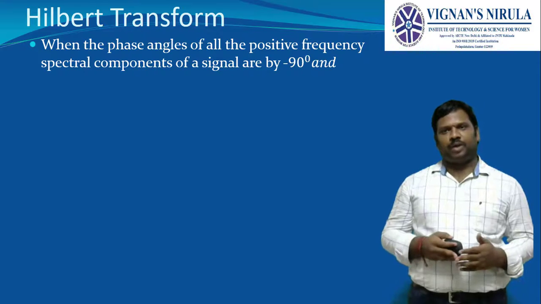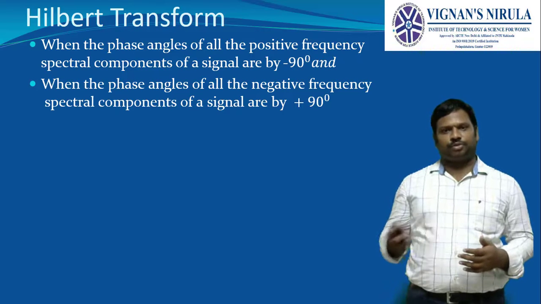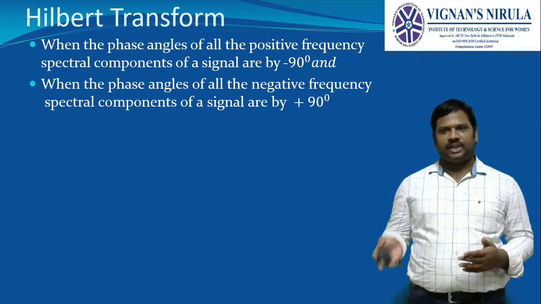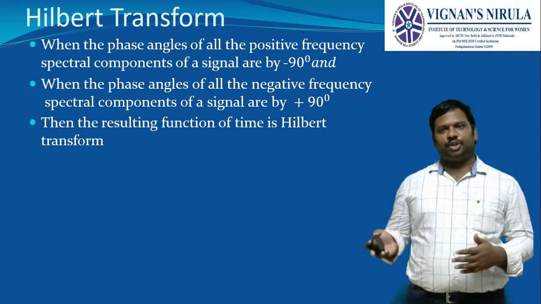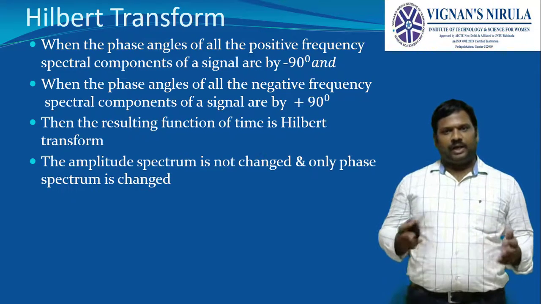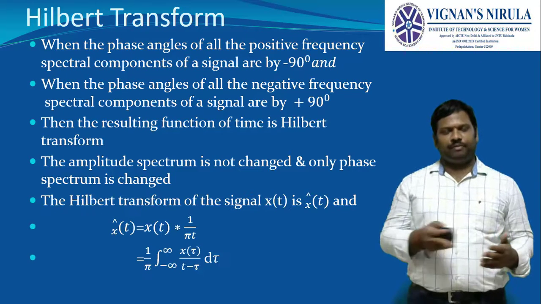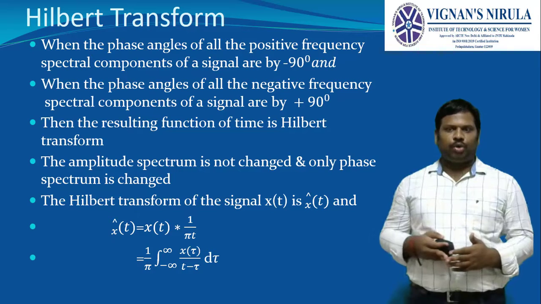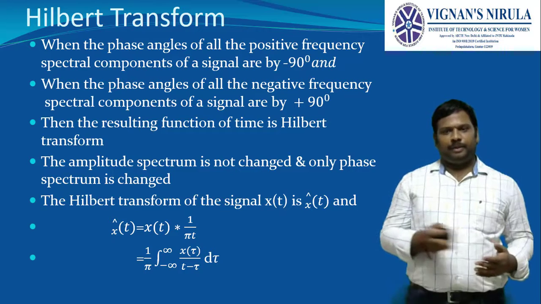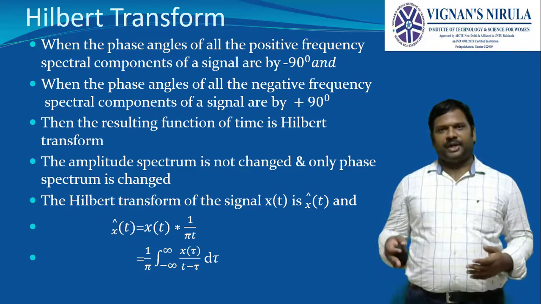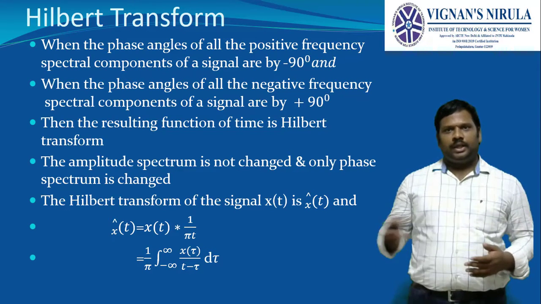Next one is the Hilbert transform. Hilbert transform is defined by two statements. One is when the phase angles for all the positive frequencies are shifted by minus 90 degrees and the phase angles of the negative frequencies are shifted by plus 90 degrees, then the resulting function of time is our Hilbert transform. The amplitude function is not changed, only the phase function is changed. That is generally given by x cap of t, which is the convolution of x of t with 1 by pi t, where 1 by pi is a constant. Therefore, take the integration from minus infinity to infinity of x of tau times 1 by t minus tau, which is nothing but our convolution formula, d tau.